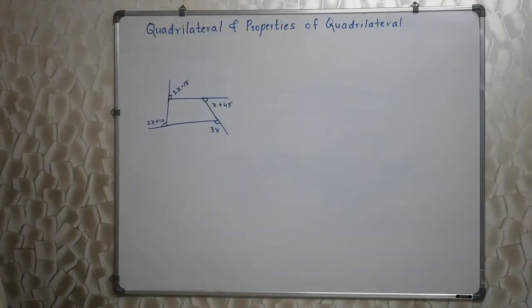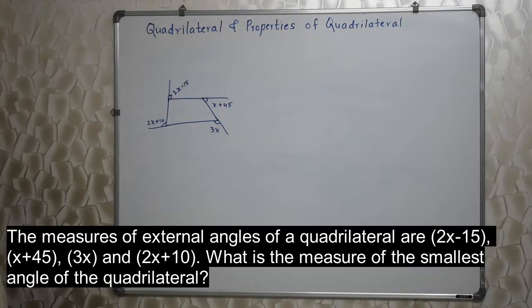Students, next sum will appear on your screen. The measures of external angles of a quadrilateral are 2x minus 15 degrees, x plus 45 degrees, 3x degrees and 2x plus 10 degrees. What is the measure of the smallest angle of the quadrilateral?